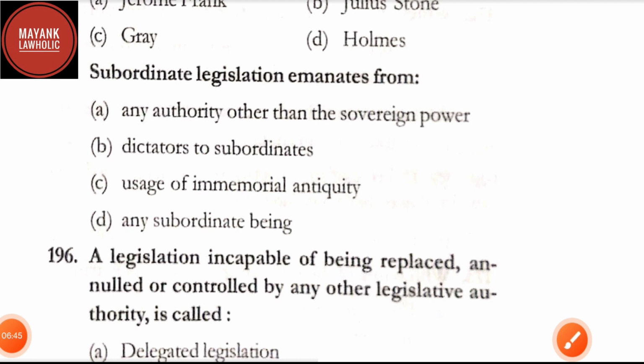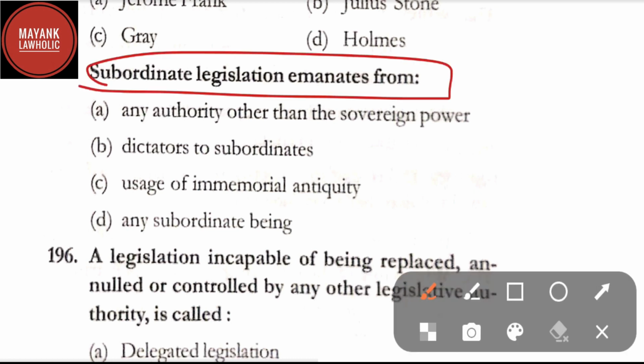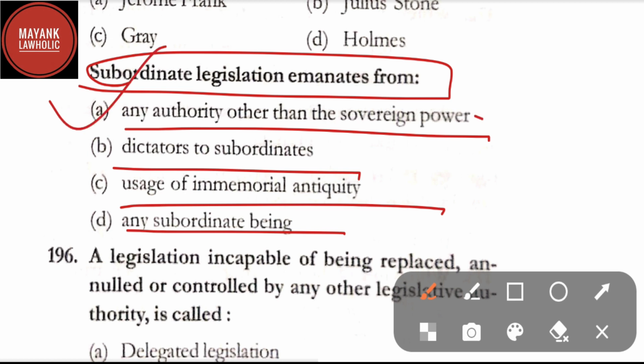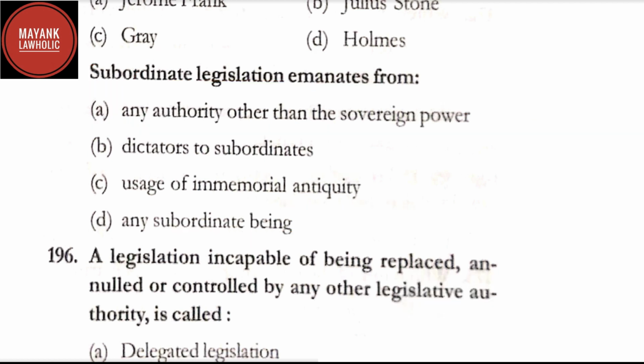Question number 195. Subordinate legislation emanates from option A, any authority other than the sovereign power, option B, dictators to subordinates, option C, usage of immemorial antiquity, option D, any subordinate being. Here in question number 195, the correct answer is option A, that is any authority other than the sovereign power.